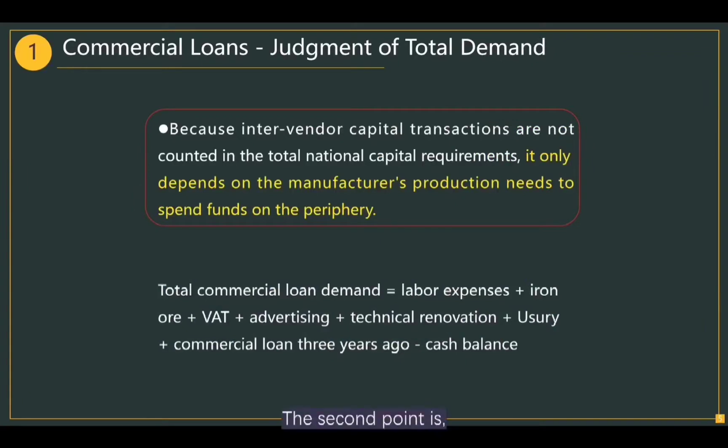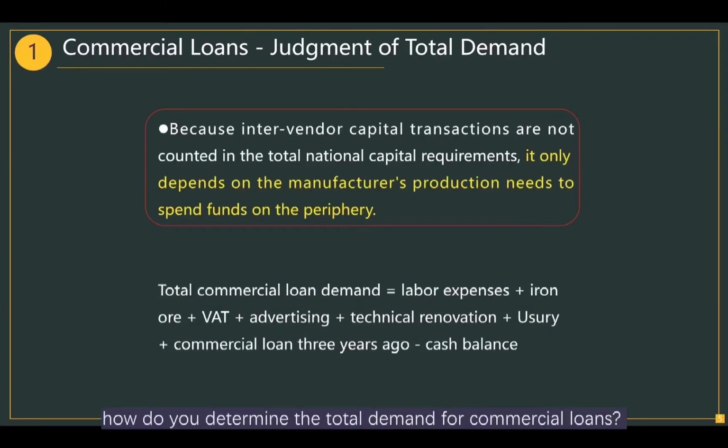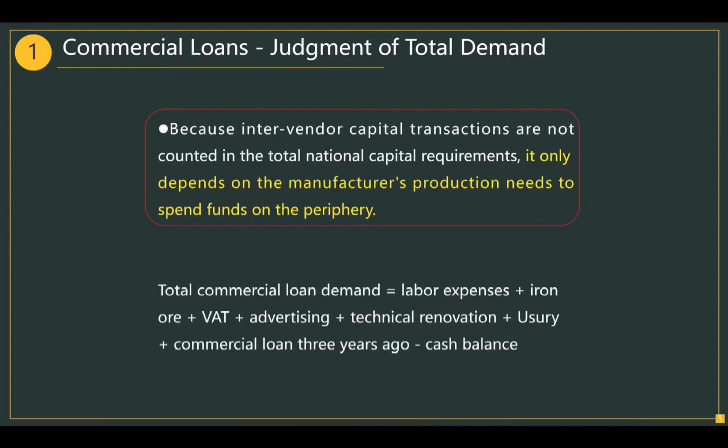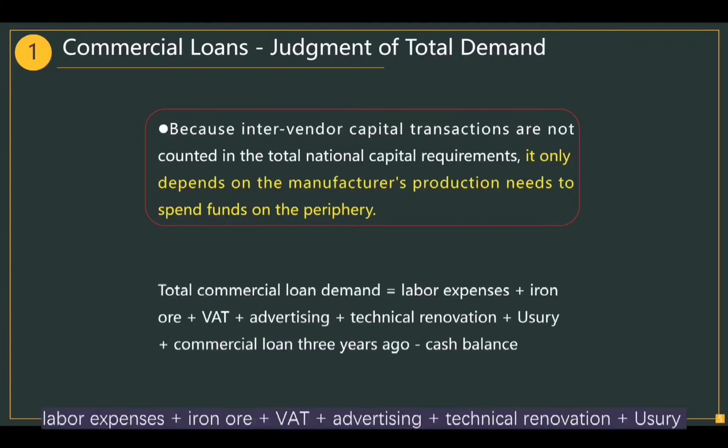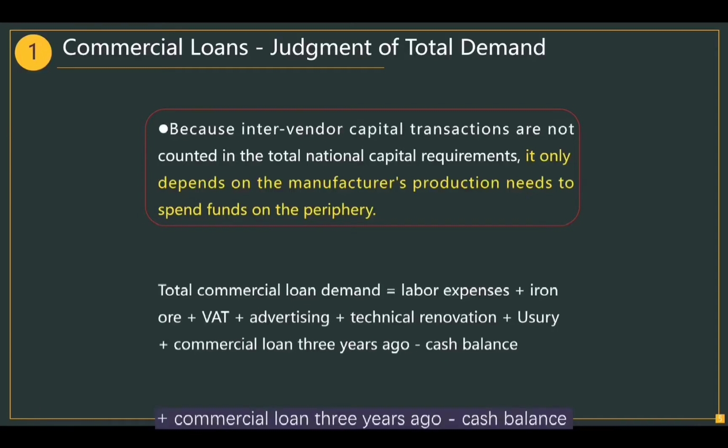The second point is, how do you determine the total demand for commercial loans? Because inter-vendor capital transactions are not counted in the total national capital requirements, it only depends on the manufacturer's production needs to spend funds on the periphery. So, total commercial loan demand is equal to labor expenses plus iron ore plus VAT plus advertising plus technical renovation plus usury plus commercial loan 3 years ago minus cash balance.